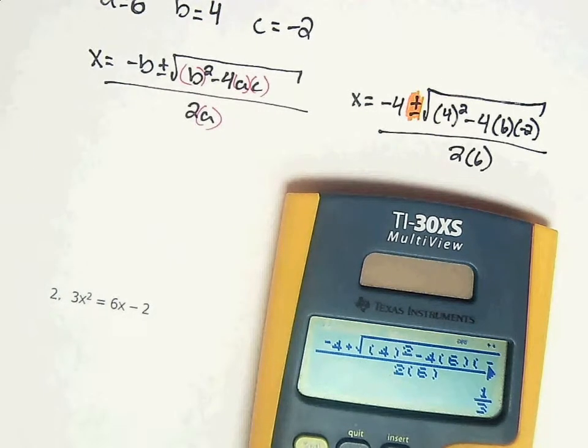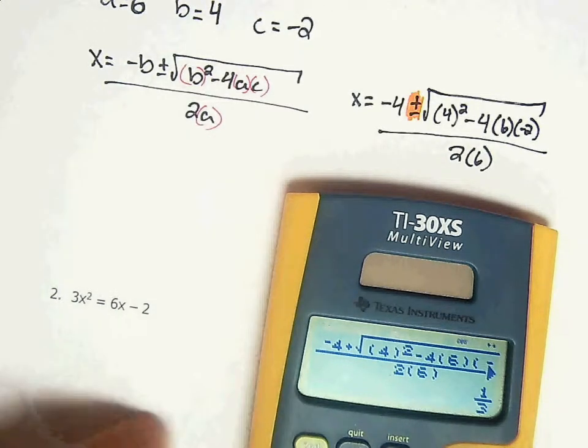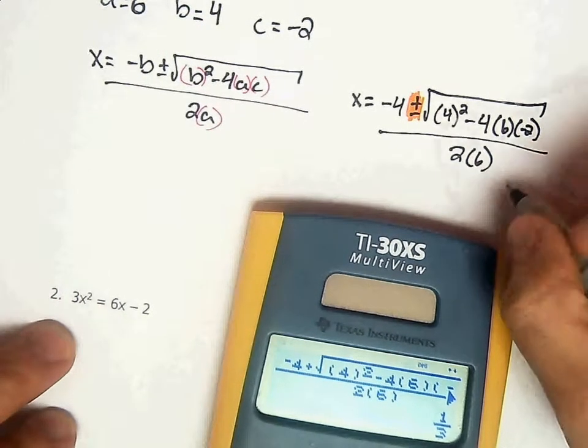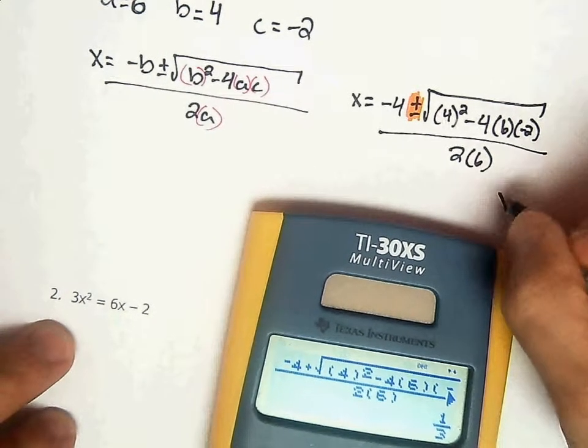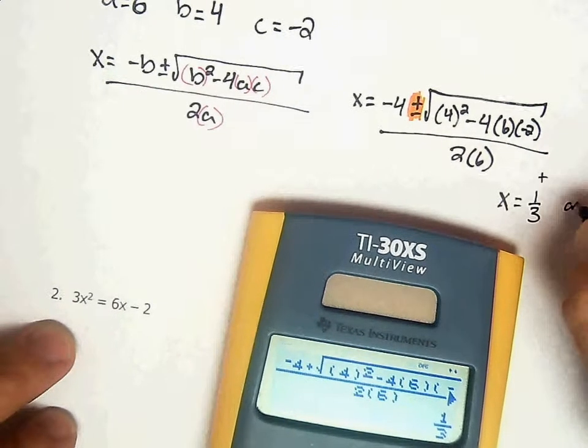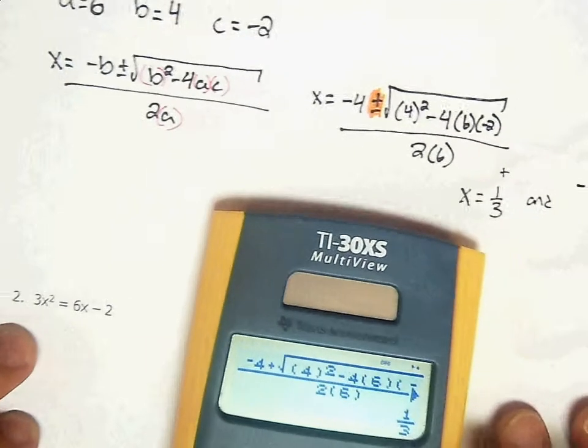Oh, nice. This is one of those problems where you get a nice fraction, no square roots left. And so one of the answers is simply 1/3. So I would say that x equals 1/3. That's my plus answer. And I'm going to have a minus answer also.